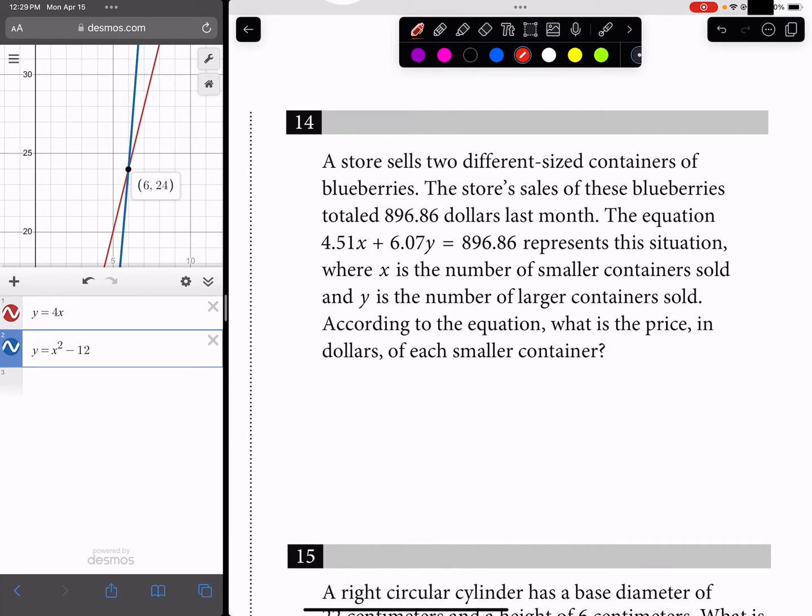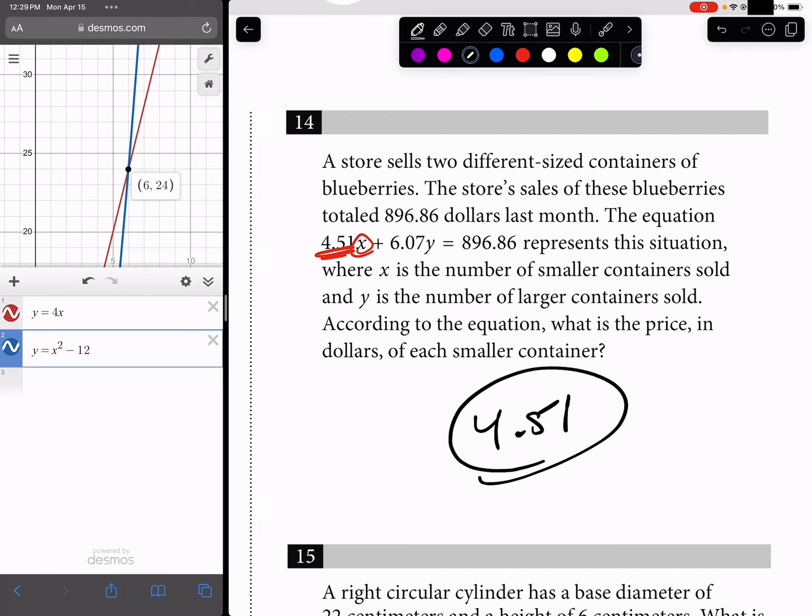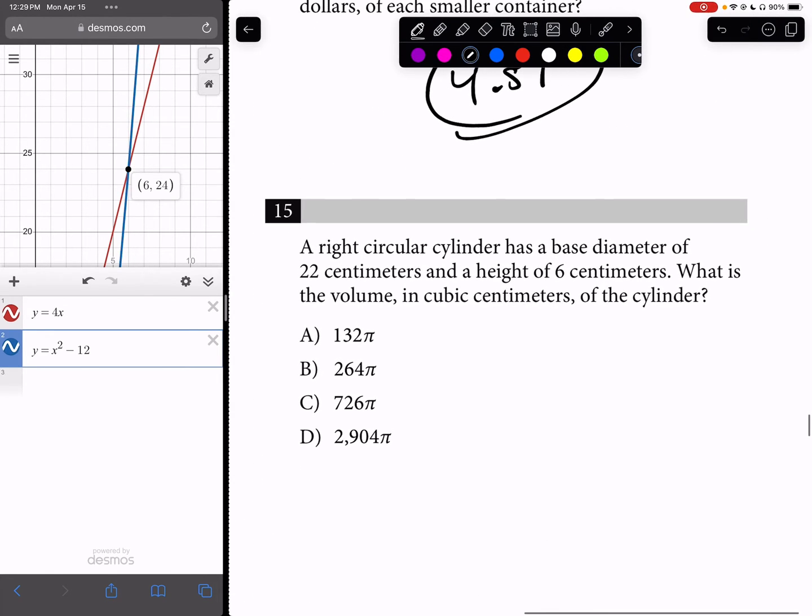It says, a store sells 2 different size containers, and sells $896 this month. The equation represents the situation. X is the small containers, Y is the large. According to the equation, what is the price in dollars of each small container? So wait a second. X was the number of small. If X is the number of small, then the number in front of it must be the price. I would put 451. Bang. Come on over here for 15.